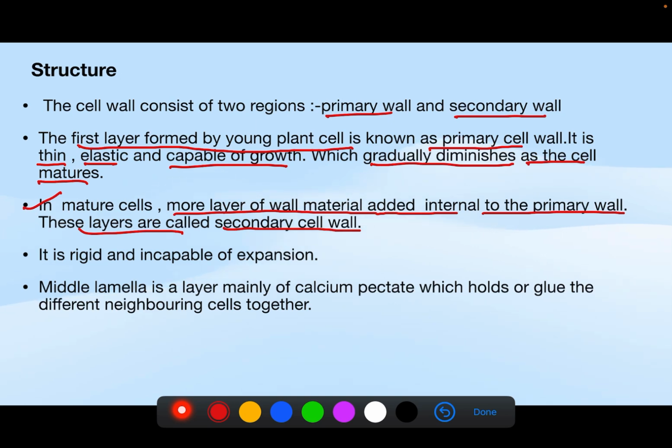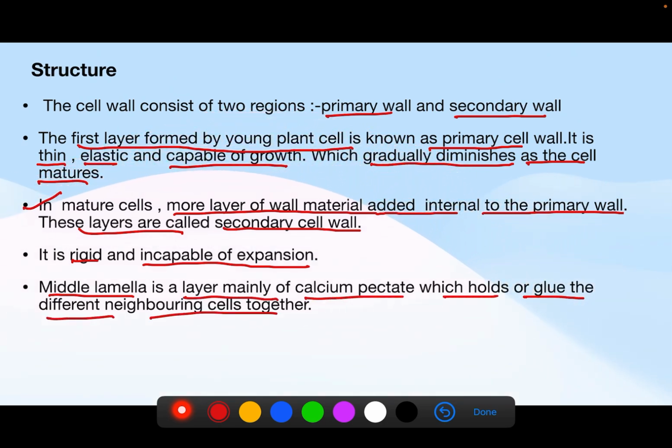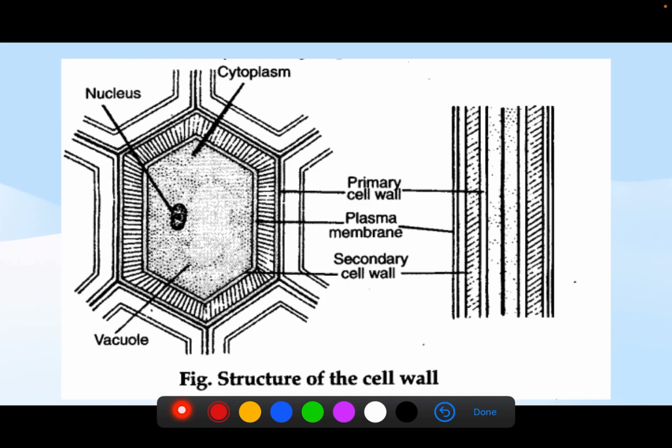Now, the secondary wall is derived from the primary wall. The secondary wall is rigid and incapable of expansion. The middle lamella is a layer which mainly consists of calcium pectate, which holds or glues the different neighboring cells together. So, the dark portion here is the primary cell wall, and then there is the plasma membrane, and the secondary wall present inside here. This is about the structure of the cell wall.